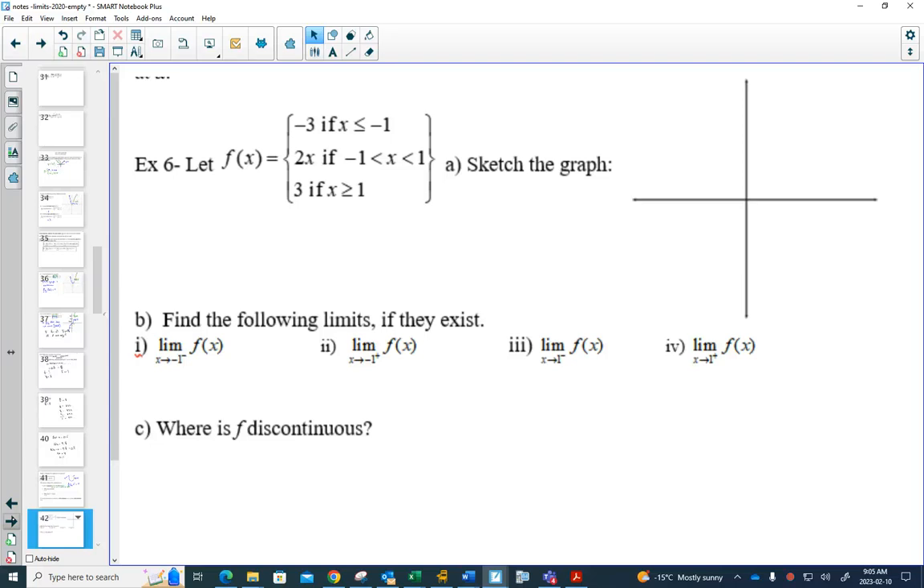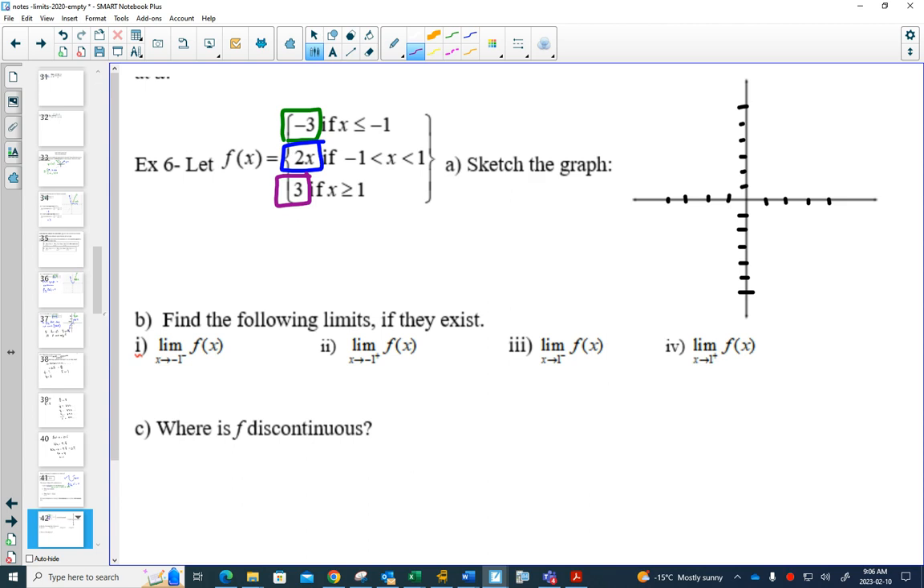So here we have a piecewise function with 3 pieces. So I'm going to color code this with 3 colors. We're going to graph the top one in green, y equals -3, when x is less than or equal to -1. It's equal to 2x between -1 and 1, and it's equal to 3 if x is bigger than 1.